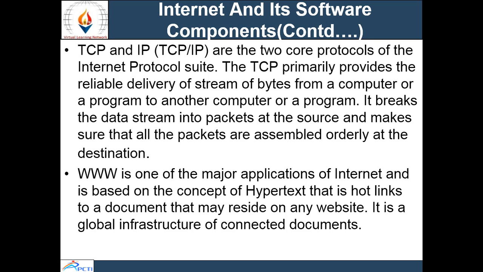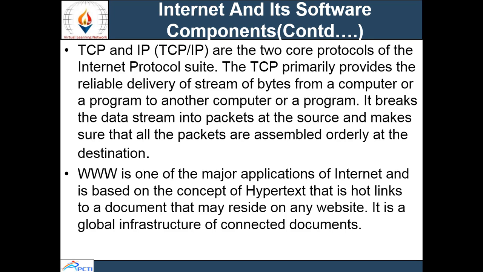It breaks the data stream into packets at the source and makes sure that all the packets are assembled in order at the destination. The IP protocol, on the other hand, identifies the location of the source and the destination. Any computer on the internet is identified by its unique IP address. Currently, two standard versions of IP are available.